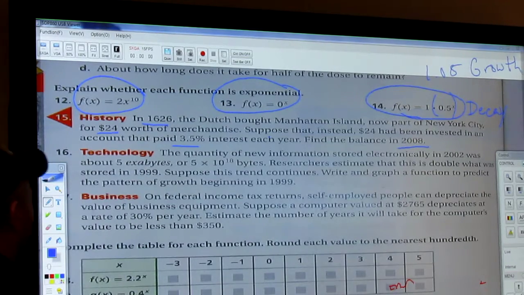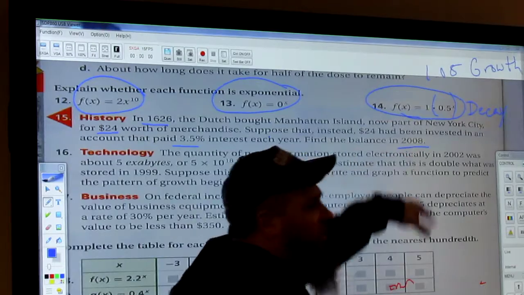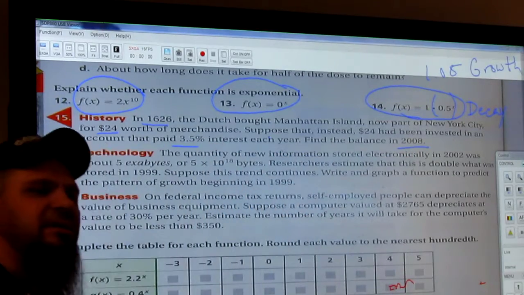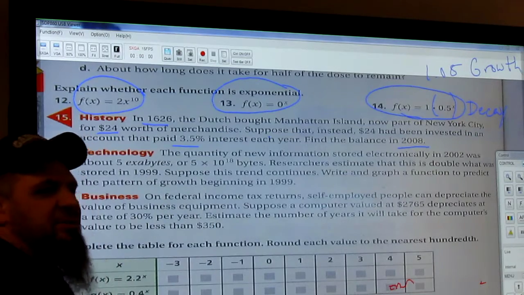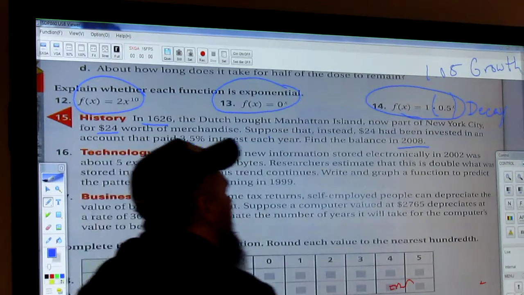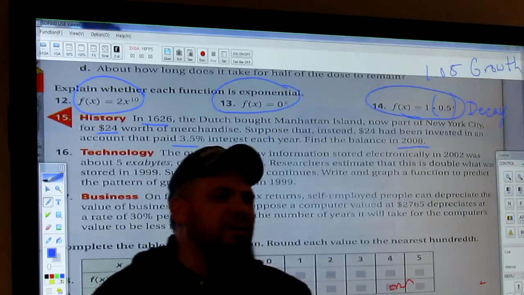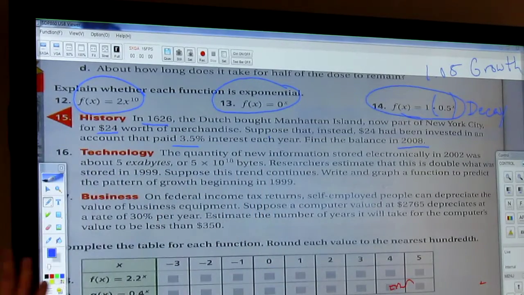So for 24 bucks, they're saying, hey, what if we invested $24 at 3.5% interest? How much would that be worth in 2008? And so what we would do is use the formula. Now it's growing, so we're going to use the growth formula.